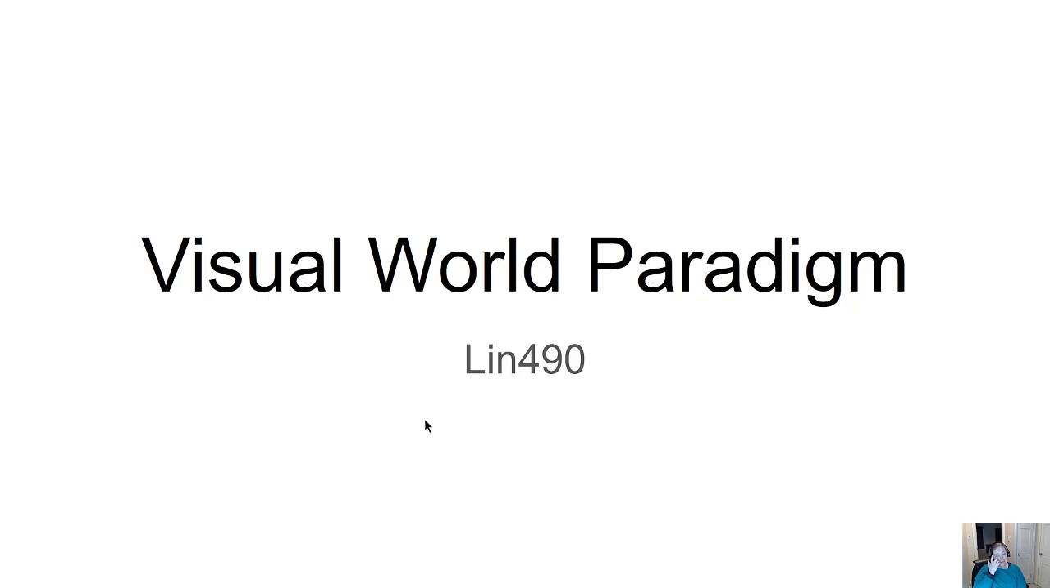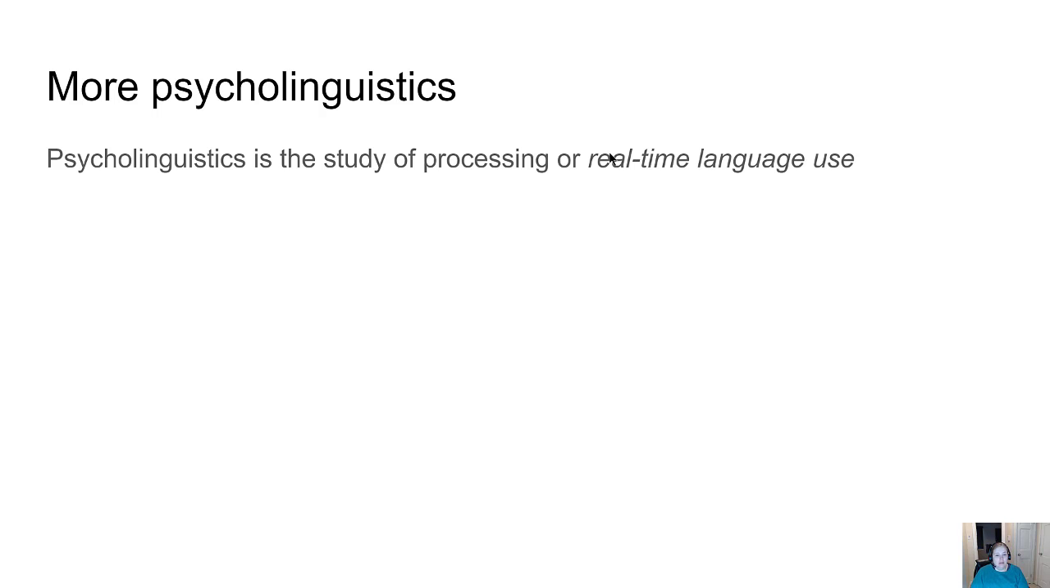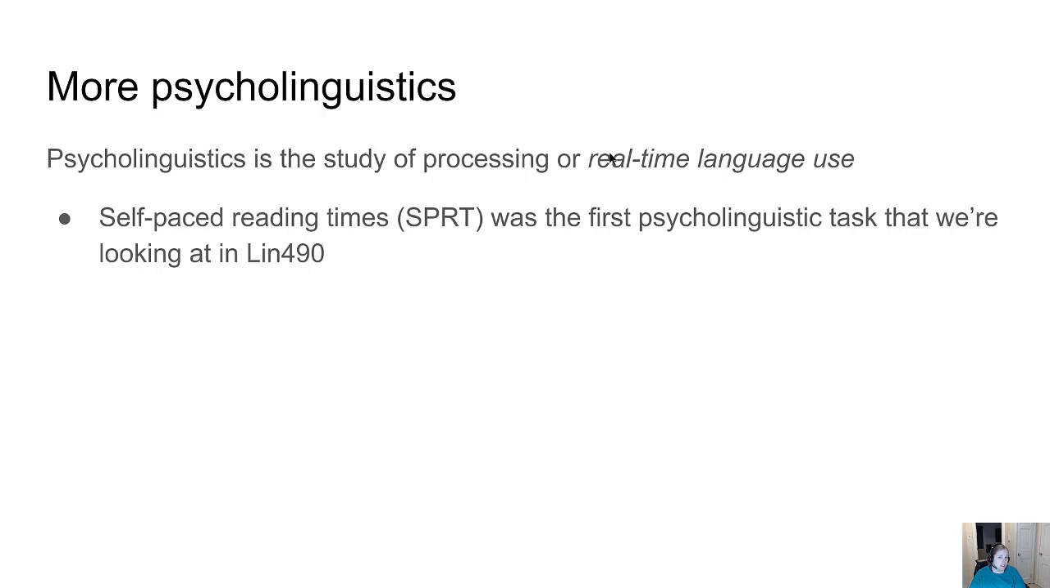Okay, so we're getting towards the end of the semester. Our penultimate task we're going to talk about is the visual world paradigm, which is a version of eye tracking. So, to orient ourselves, we're looking at more psycholinguistics. Psycholinguistics, as I said last week, is the study of processing or real-time language use. Eye tracking is particularly a version of parsing.